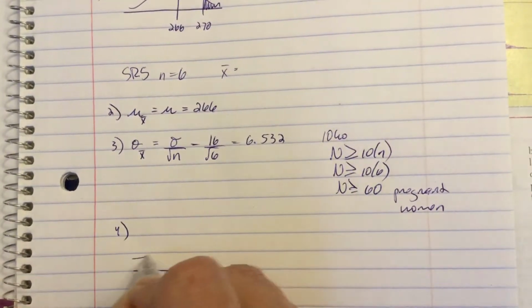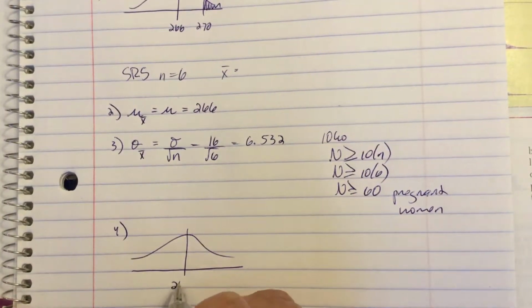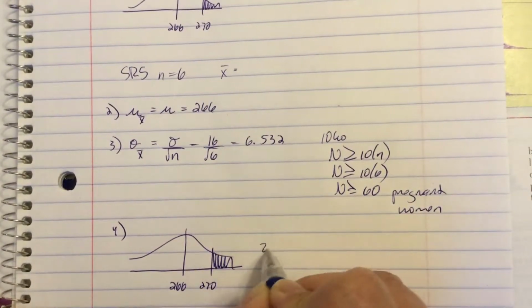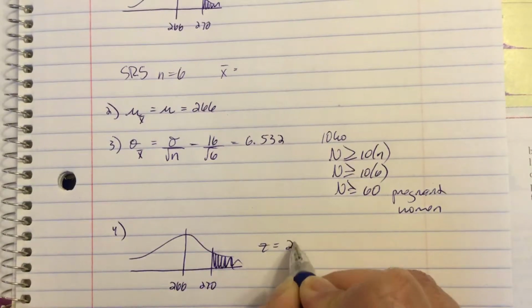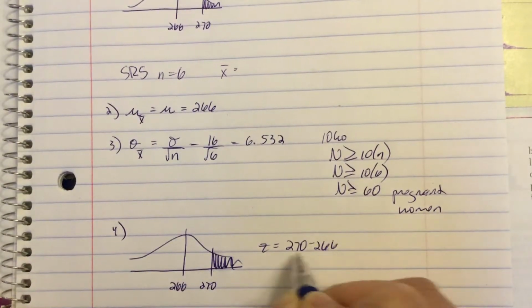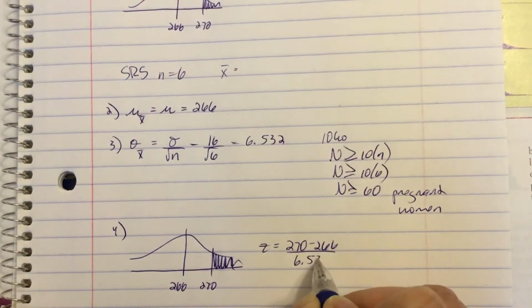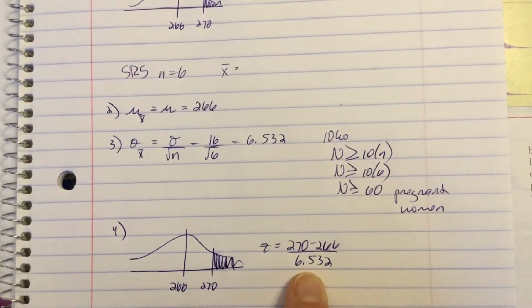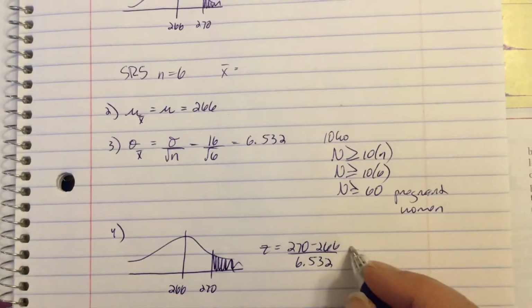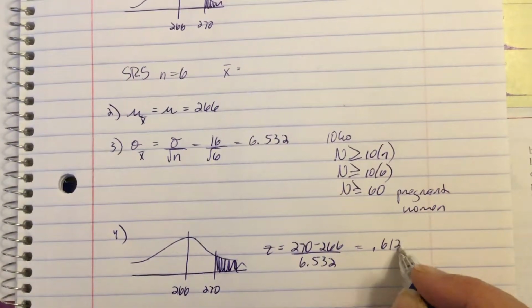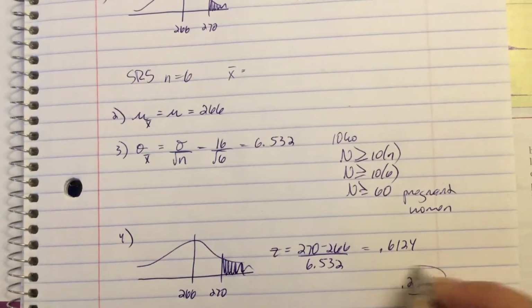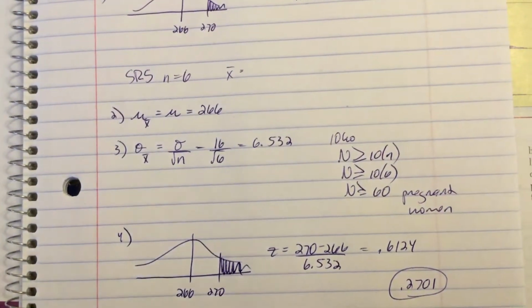So it's pretty much the exact same picture, but we're just going to use our new standard deviation based on the sample of 6. Okay? So we'll draw our curve again, put our 270, and this time when we z-score, we're going to use our standard deviation based on our sampling distribution, because this is a sample size of 6. So let's see, we get a z-score of 0.6124, throw that in the calculator, and we get a probability of 0.2701.